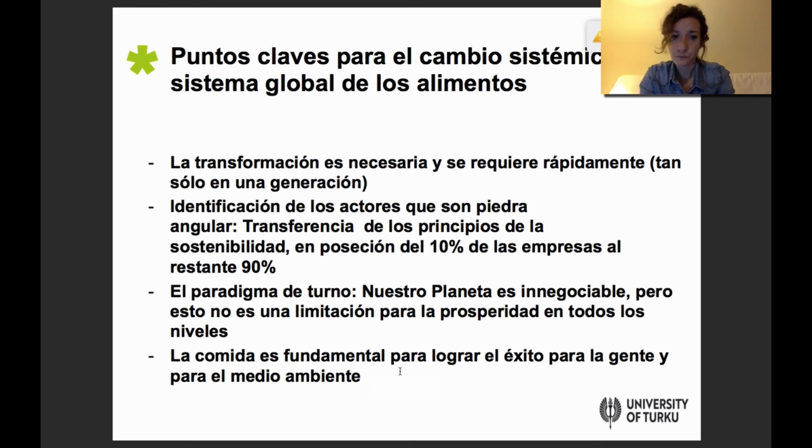And also a paradigm shift is necessary in our mentality and in how things are done in society. So the starting point should be that our planet is unnegotiable, and that it's not to be considered as a limit to prosperity. Actually, prosperity can happen also if we take care of the planet and the planet resources. And in the end, another final important point is that food is fundamental to achieve success for people and also for the environment.